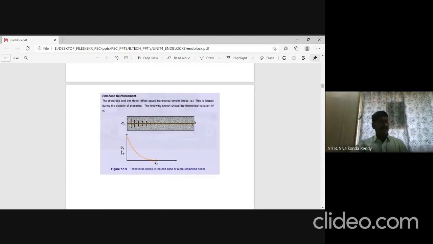Now this is my tension. What is happening at this phase due to wedge action? Slowly this is going to get nullified at a length of my transmission length, LT. Now my tension would be 0. So this zone is called the end zone in a pretension member.